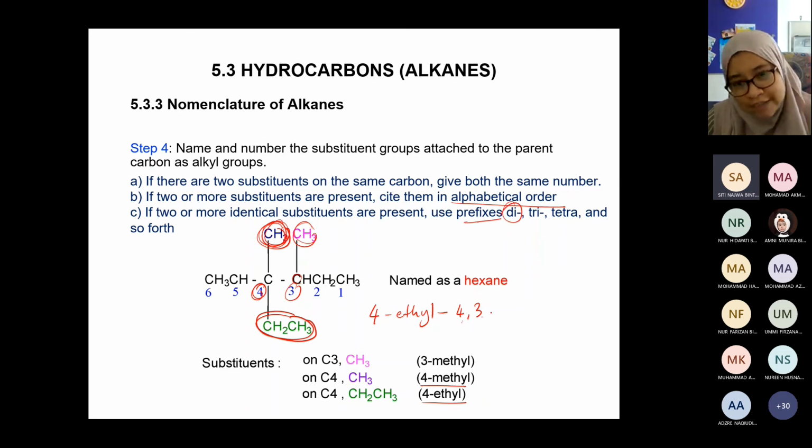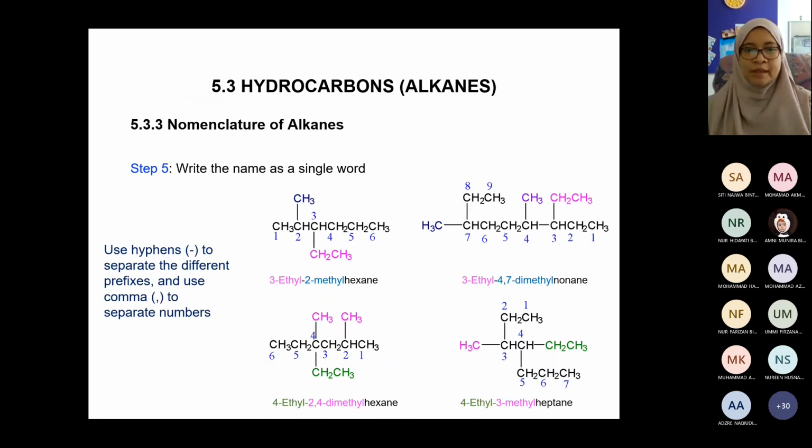Okay, sebab ada 2 number dekat sini, so don't forget to use di. Kalau ada 3 number, that means you have to use tri. That means the word di here means there are 2 groups of methyl in the molecule. Okay, so dimethyl hexane. Ta-da! Okay? And then write the name as a single word. You're going to use the hyphen, the dash, to separate the different prefixes, and use comma to separate numbers. Okay, alright. Follow the alphabetical order. And then assign number.